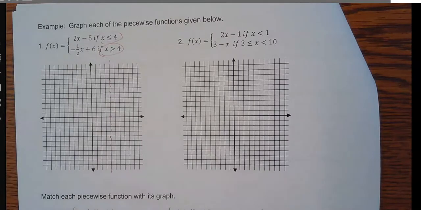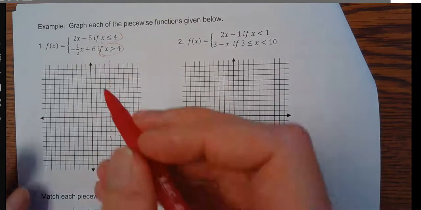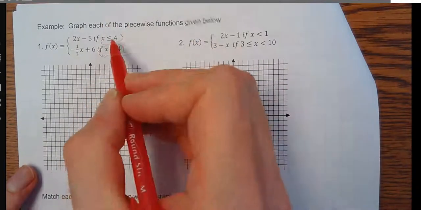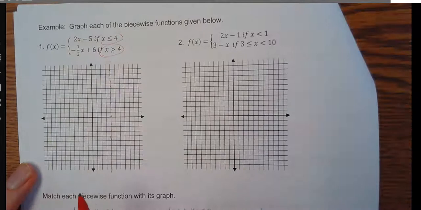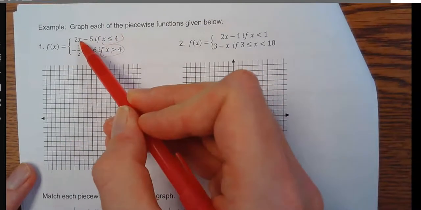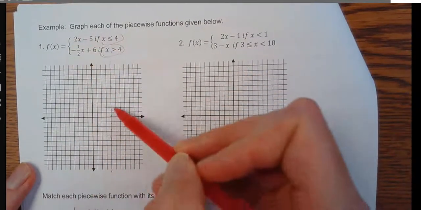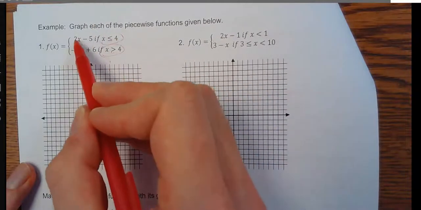Okay, so I think the easiest way to kind of start out with, the way I do it anyways, I want to know where on this line does this first function start. So I'll do that by plugging 4 in. If I plug 4 into this function, it tells me where to start on this graph. So 4 times 2 is 8.